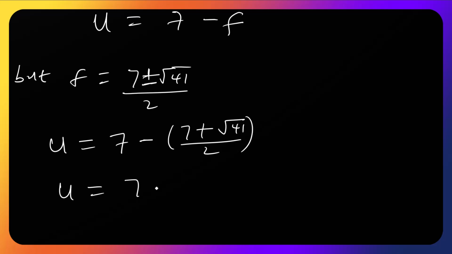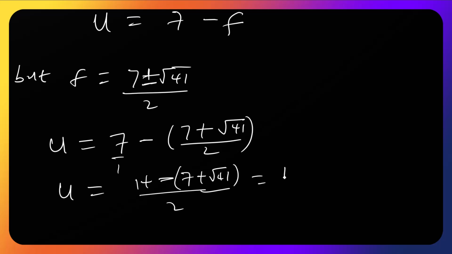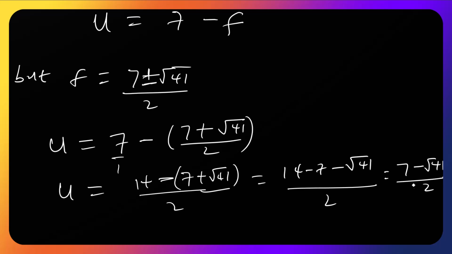So 7 minus. Let's find the LCM here. 2, 1 into 2, 7, 14. So we have 7 plus 41, that will be 14 minus 7 minus, that will be 7 minus square root of 41 on 2.